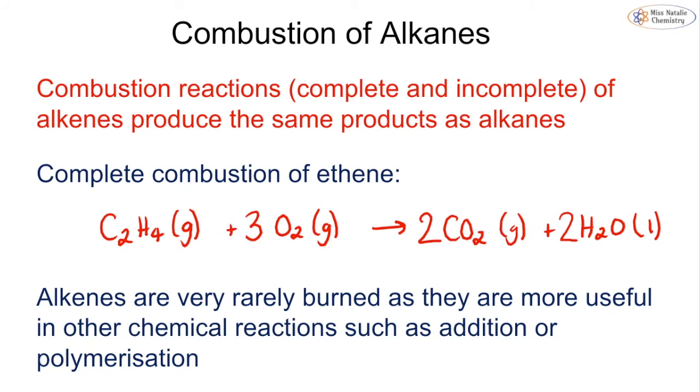Despite the fact that they can be burned, alkenes actually tend not to be burned because they are much more useful in other chemical reactions. And the 2 chemical reactions that you will learn are addition, which we're just about to cover, and polymerization. And polymerization will be covered in topic 4H when we talk about polymers. So alkenes can be burned, but we tend to use them for other things. Usually if we're going to burn a hydrocarbon, it will be an alkane.